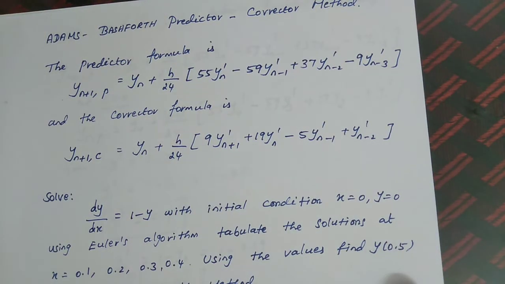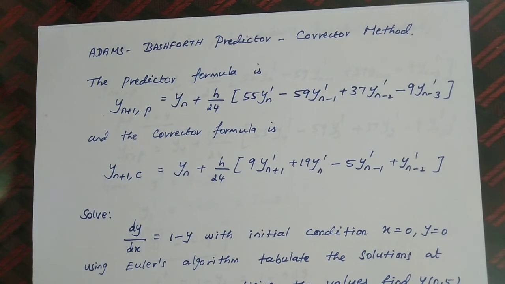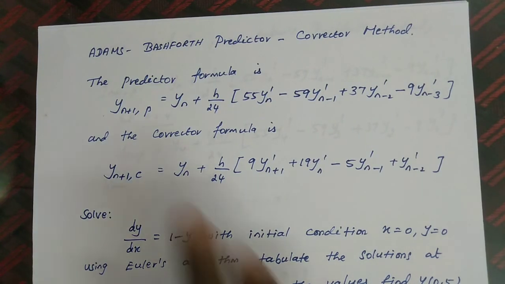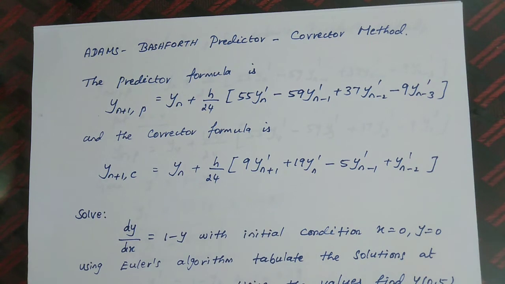Under the predictor and corrector method, a definite question will come. We have two methods: the first one is Milne's method and the second one is the Adams Bashforth method. Up to this, the unit is completed.